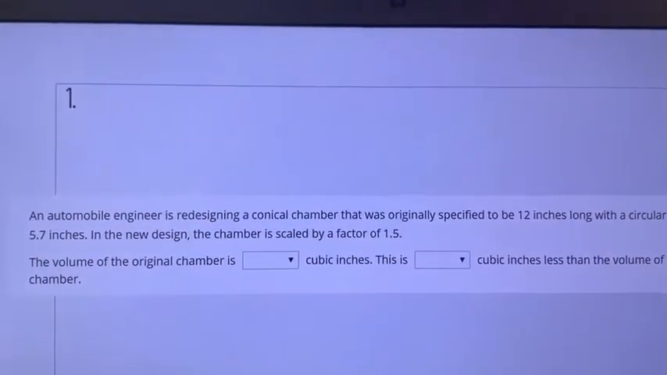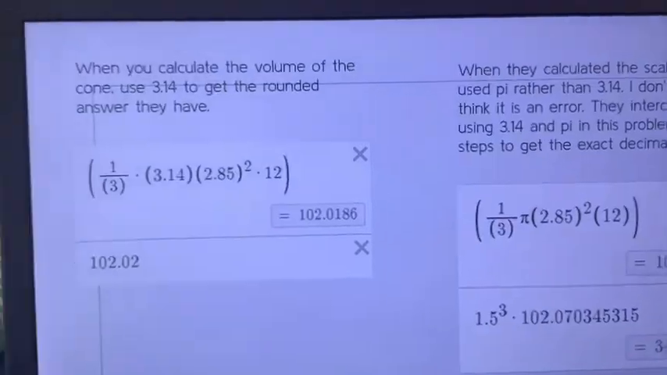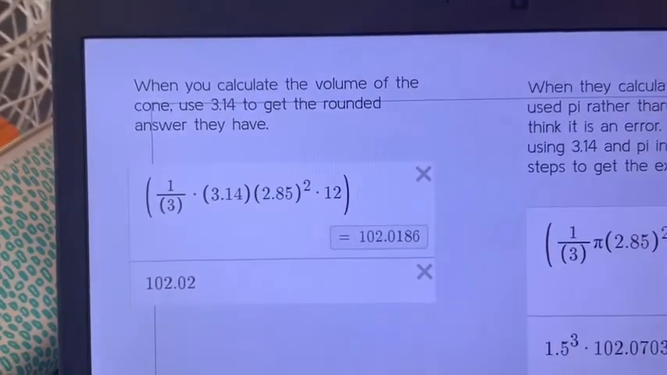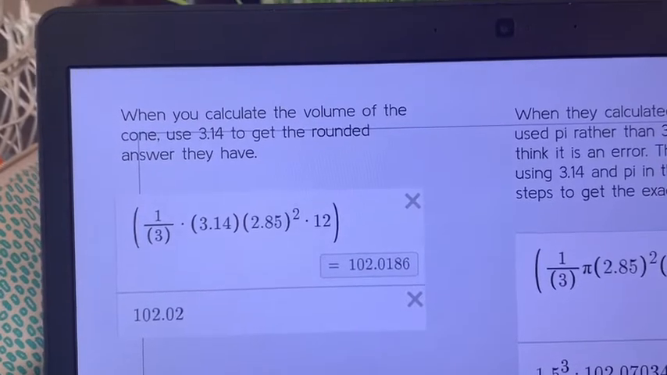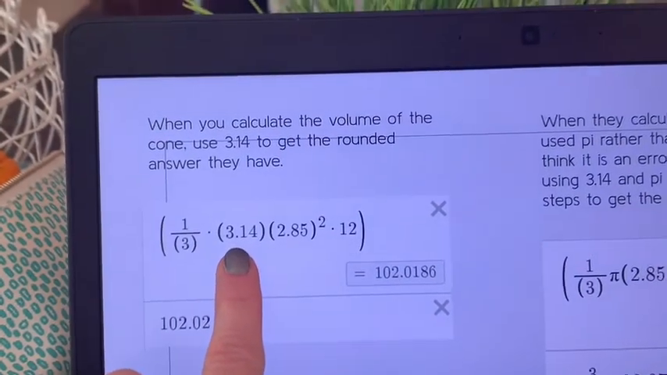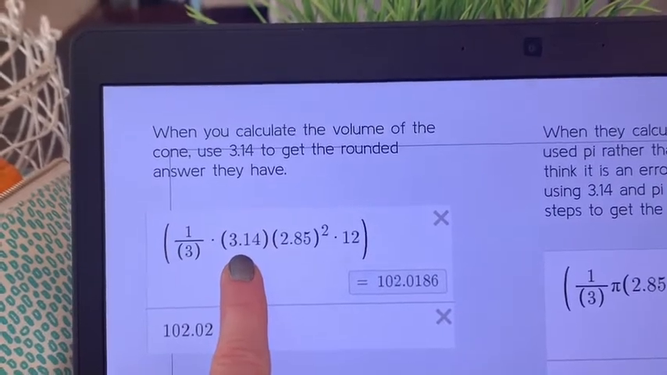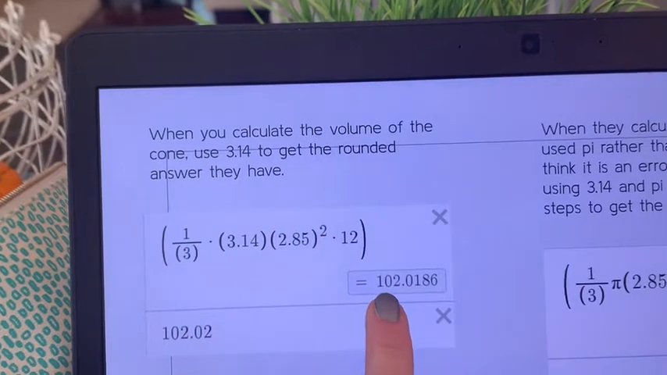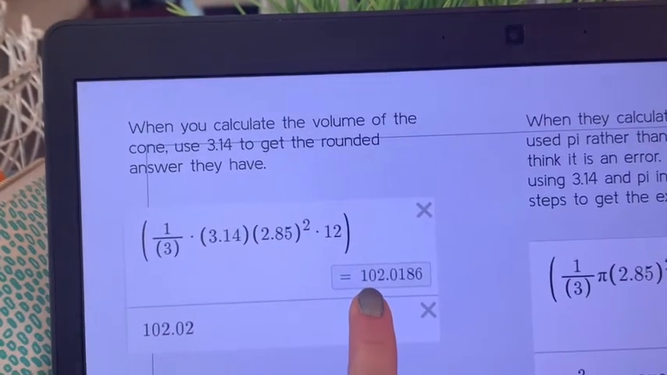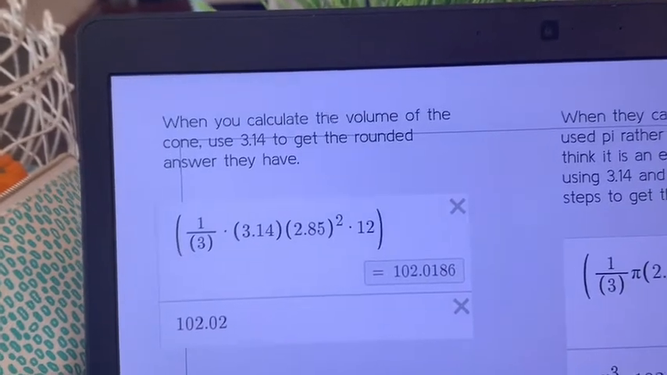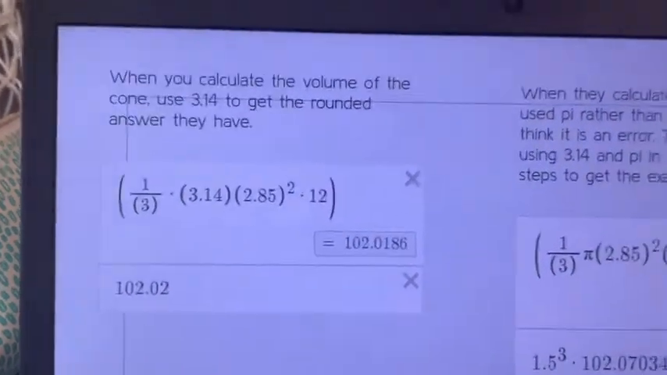Okay, so this is the problem. I inserted a page after this. For what I just did on the whiteboard, when you calculate the volume of the cone, for this part of it, you want to use 3.14. Don't put pi in Desmos. Just use 3.14 and plug your other values in. You should get 102.0186, and that rounds to 102.02. So that will be your first answer.